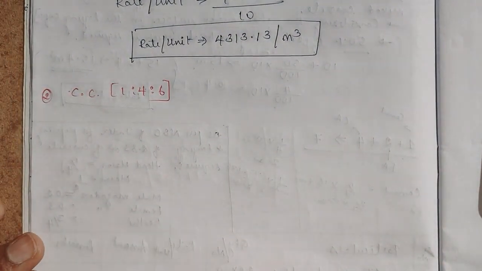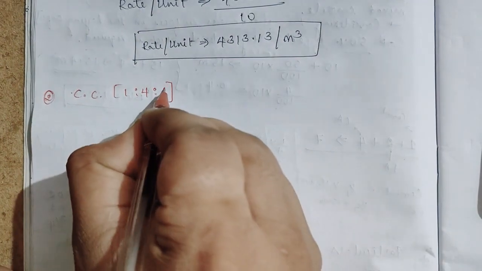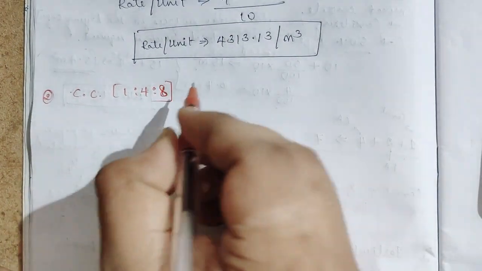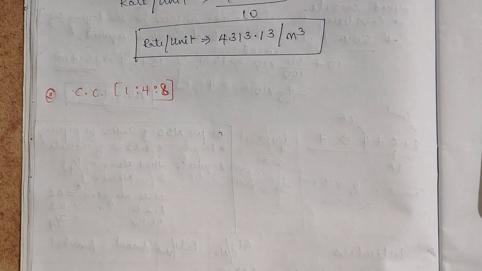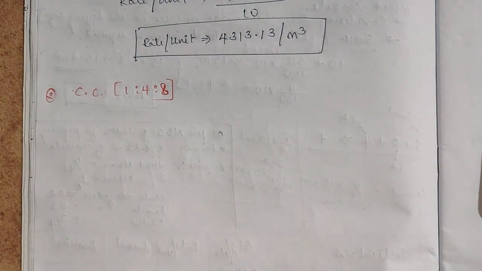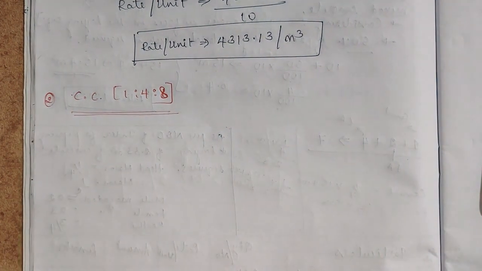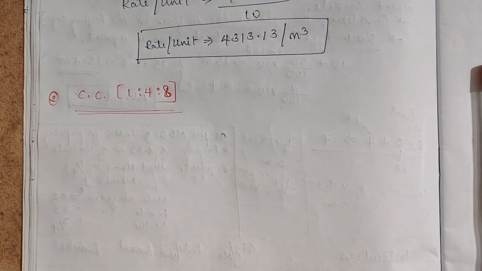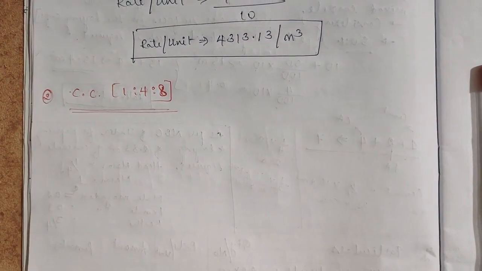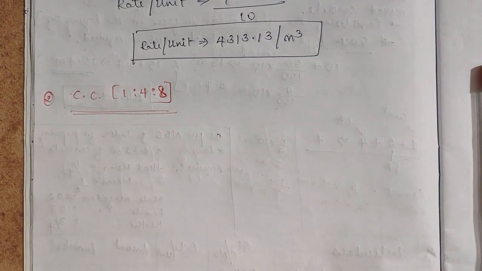1:4:8. There will not be 6, 1:4:8. Okay, you have to do this and comment the answer in the comment box. In the comment box you should answer me.